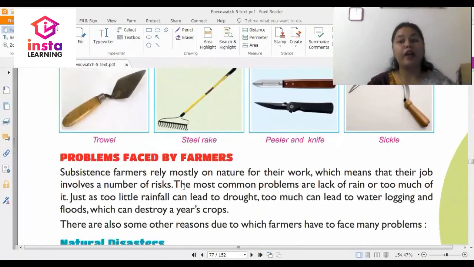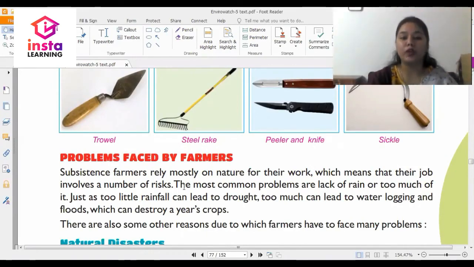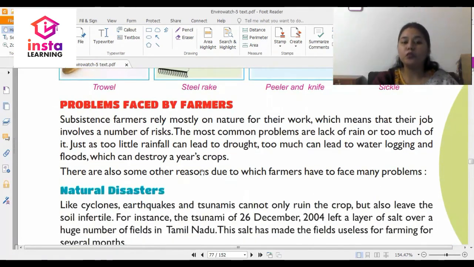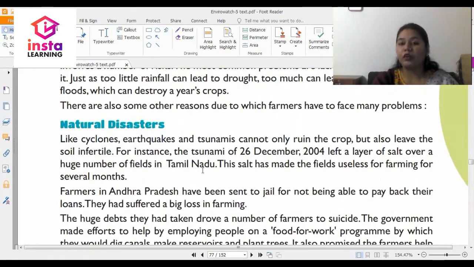Problems faced by farmers. Farmers also face a number of problems while they are involved in the farming process. Subsistence farmers rely mostly on nature for their work, that is, they rely on rainfall, which means that their job involves a number of risks. The most common problem is the lack of rain or too much of it. Because what happens? Very little rainfall will dry up the crop, and too much of it will lead to water logging that can destroy the crop.